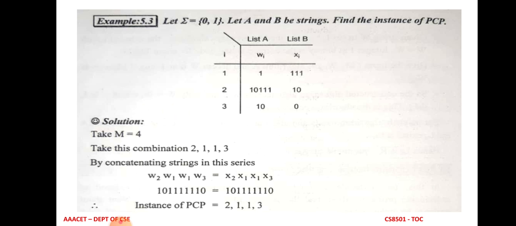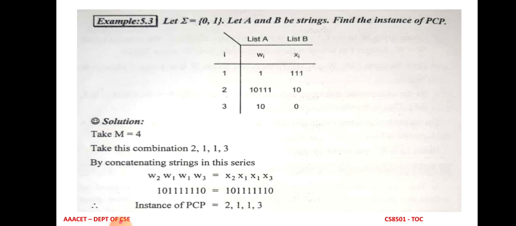Here in the table they are giving two lists, list A and list B. List A means wi, list B means xi, and they also give the integer values i equal to 1, i equal to 2, i equal to 3. The w1 value is 1, w2 value is 10111, w3 value is 10, x1 value is 111, x2 value is 10, x3 value is 0.